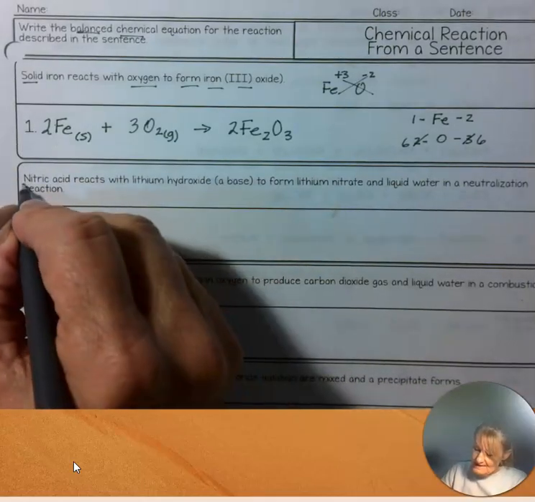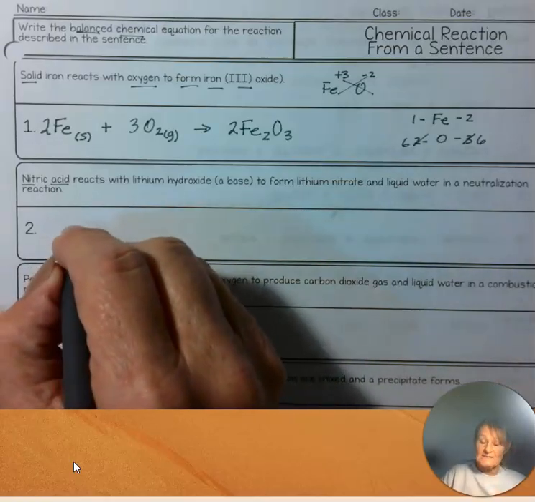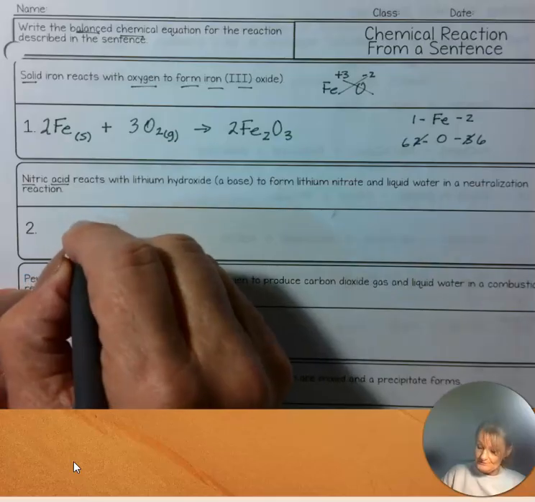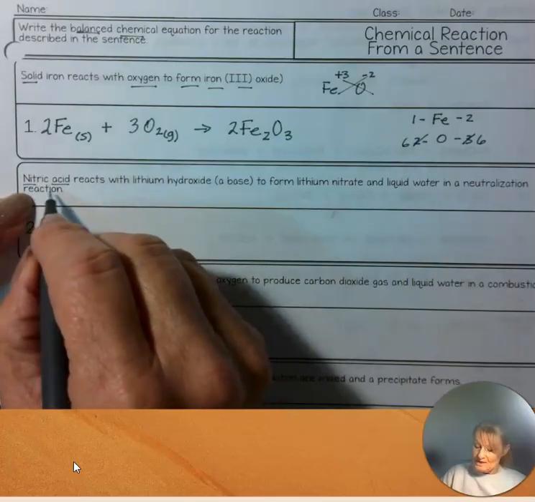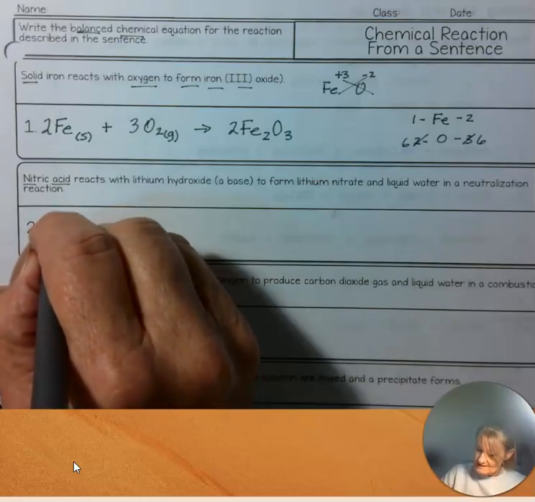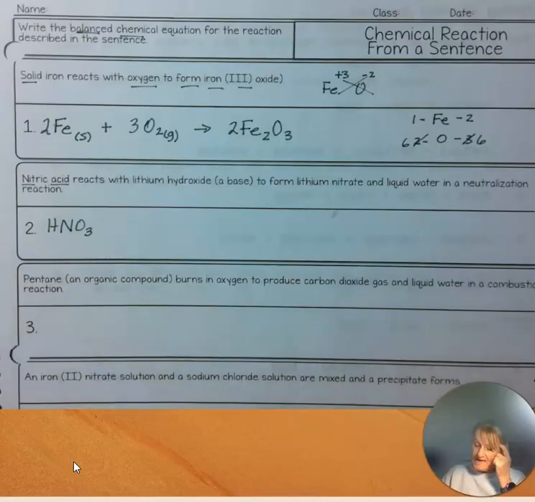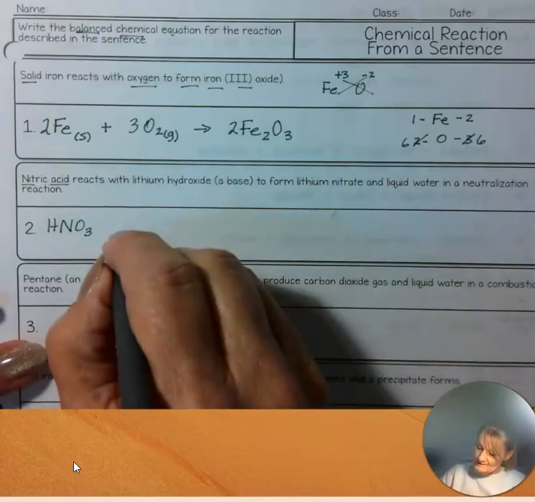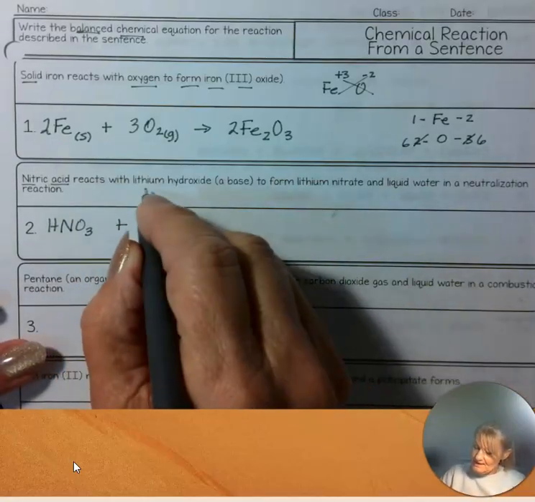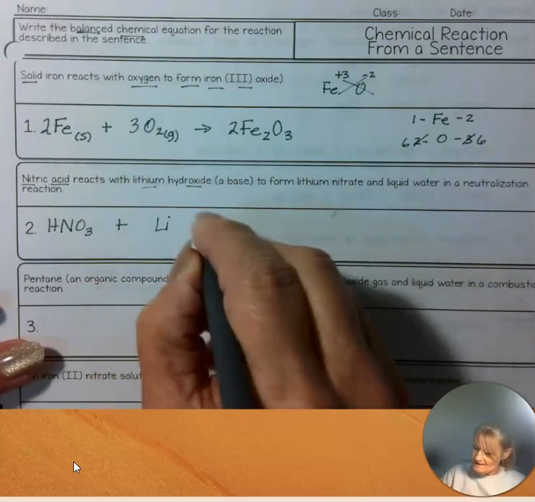Okay, this one, nitric acid. Nitric acid was not one of the ones that I put on your sheet, but nitric acid is HNO3, again, because if you look at it, let me get an H, NO3, okay, nitric acid. It's going to react with, and we've got lithium hydroxide, so LiOH.